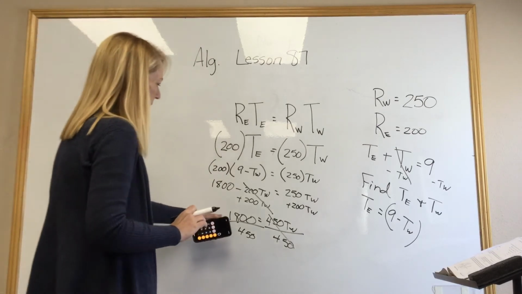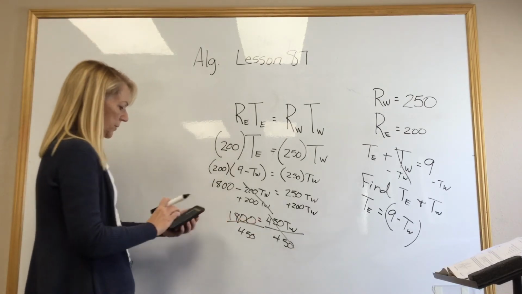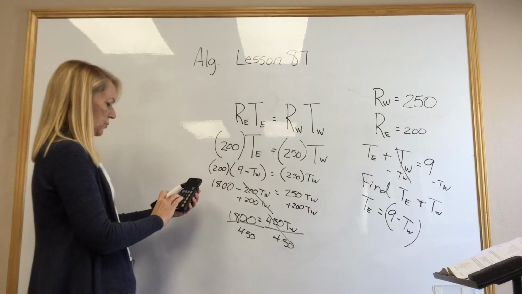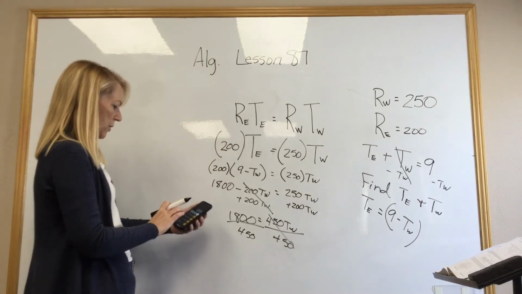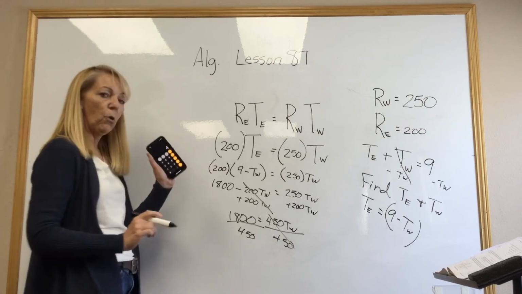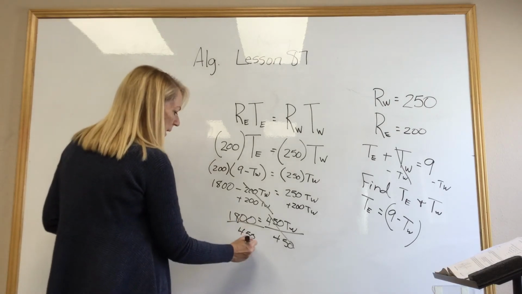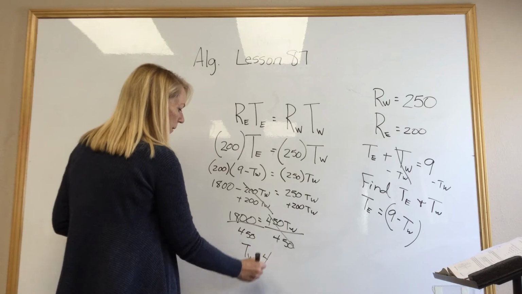Clear. 1800, remember this is a division bar also. 1800 divided by 450 equals 4. So T subscript W equals 4.